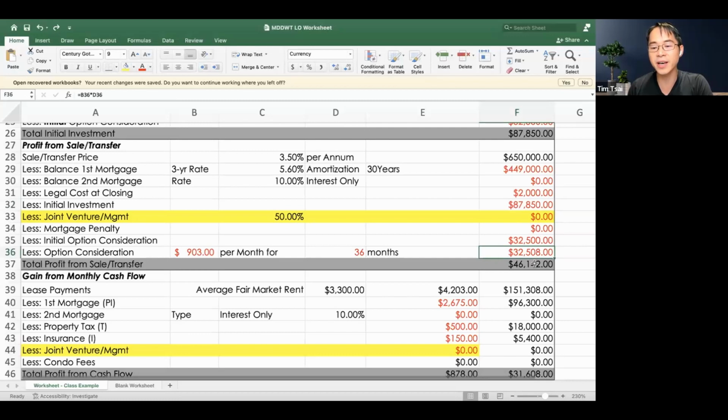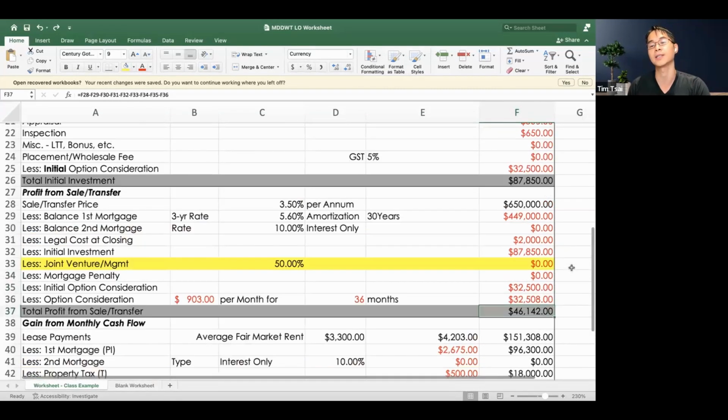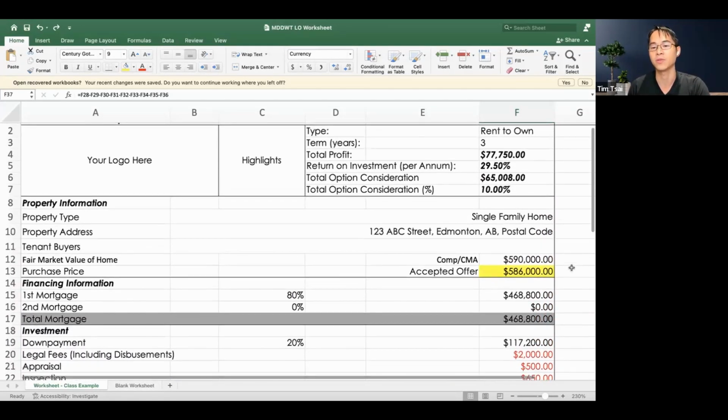So in this case, remember, total profit from transfer is 46,142. And let's go all the way back up now. As we've calculated, total profit from the deal, a 3-year rent to own or lease option deal, is 77,750. That works out to be a return on investment of 29.5%. And they have a total option consideration that they have accumulated that will turn into their final down payment when they're qualified and choose to exercise their option to purchase. And so on that note, this is the overall spreadsheet.